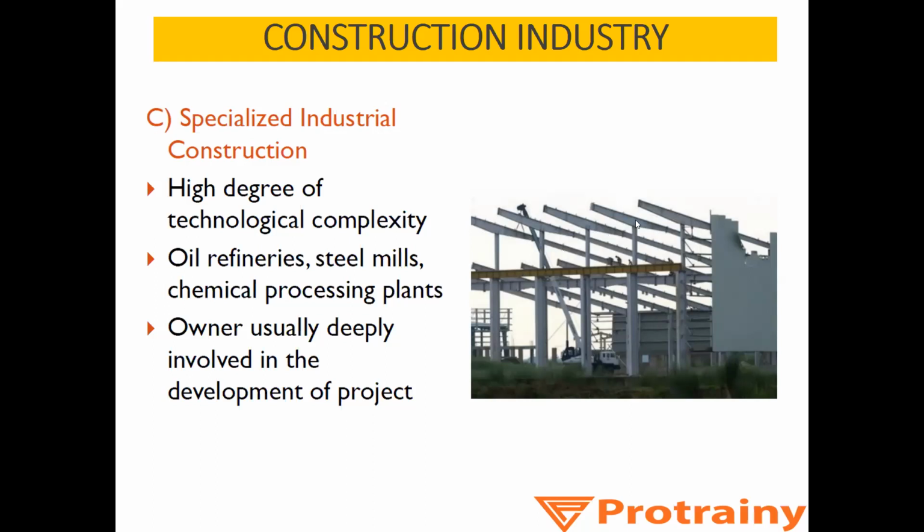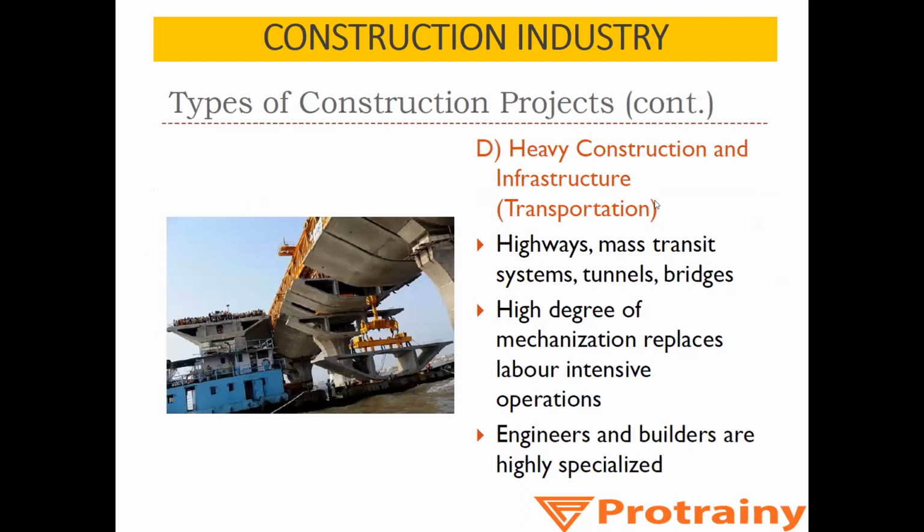Then the fourth type is heavy construction and infrastructure. That is basically heavy construction related to transportation: highways, roads, railways, tunnels, bridges, expressways, walkways, all those kinds of things come under infrastructure. Okay, metro lines, bullet trains, all these things. High degree of mechanization replaces labor intensive operations. These operations were very labor intensive 50 or 100 years ago, but now huge machines are used, boring machines are used to dig tunnels. Then huge tower cranes are used, various heavy machinery is required for such projects.